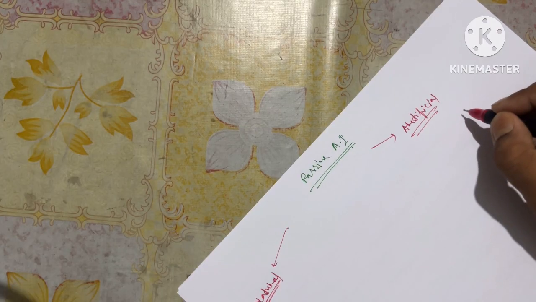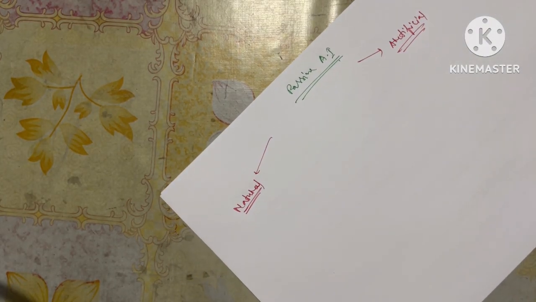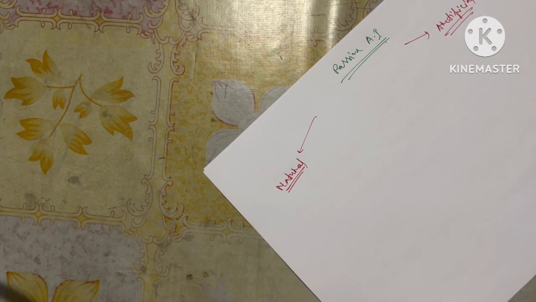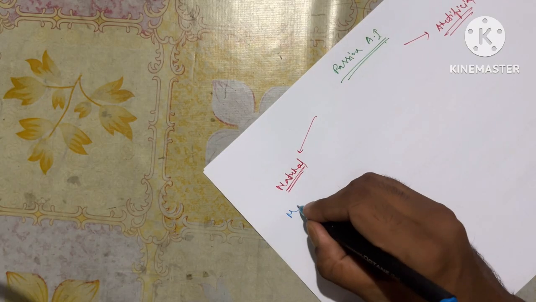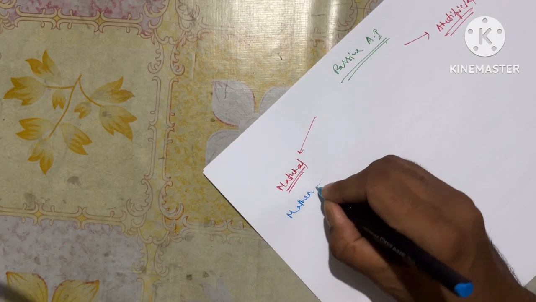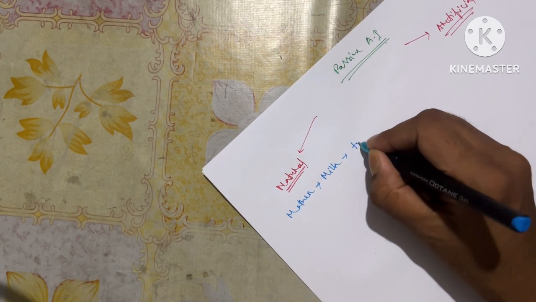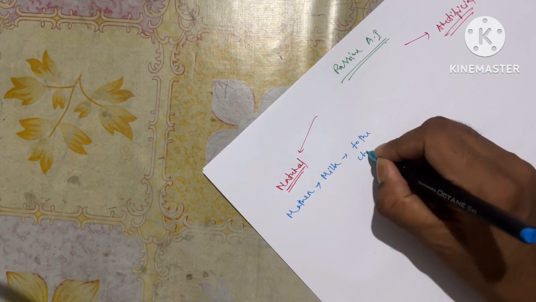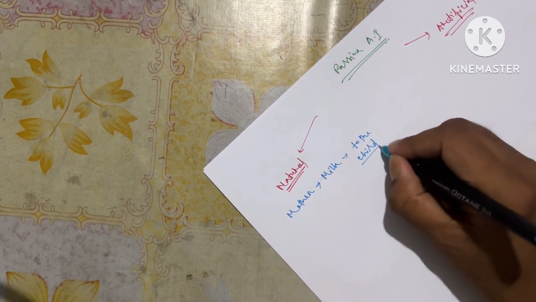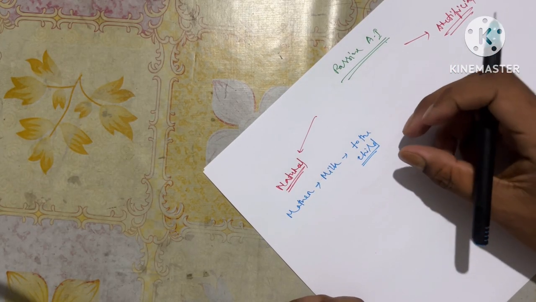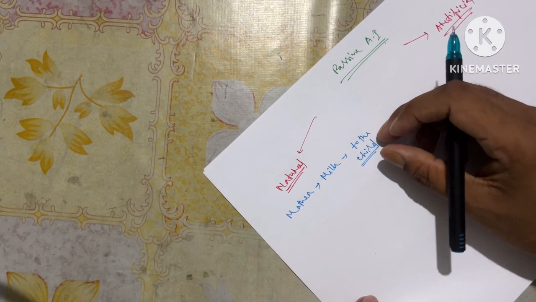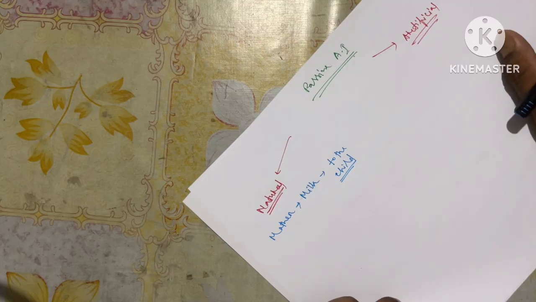One would be natural, one would be artificial. In natural, a very good example is when a mother feeds her milk to the child. Mostly the first mother's milk, the colostrum. The colostrum has the highest amount of antibodies.